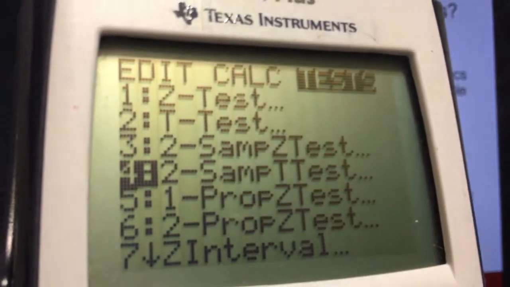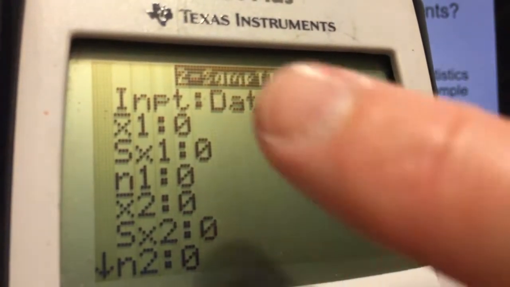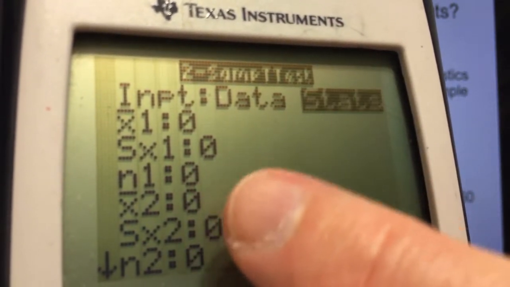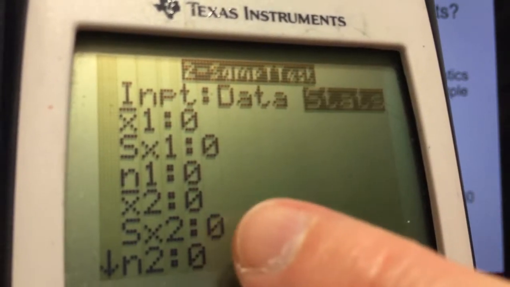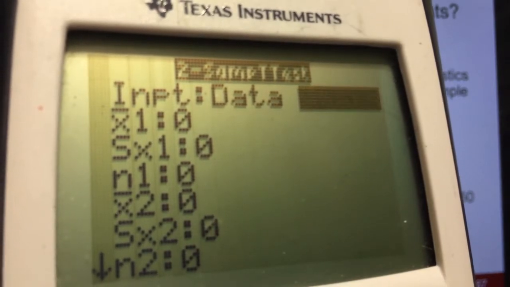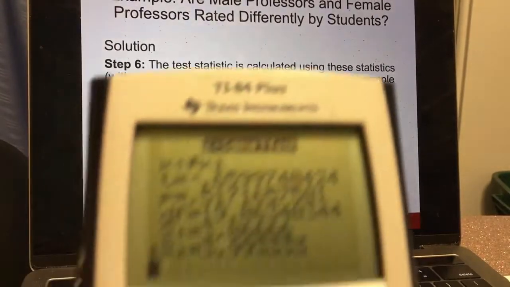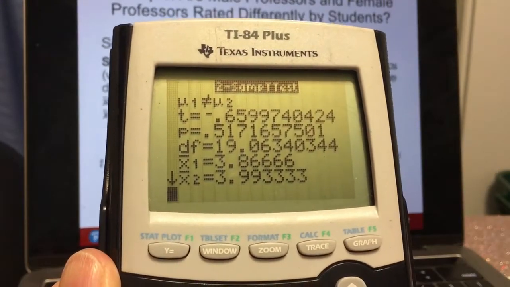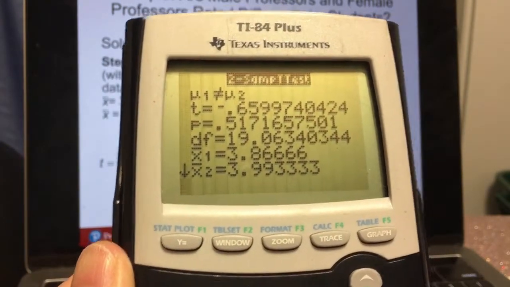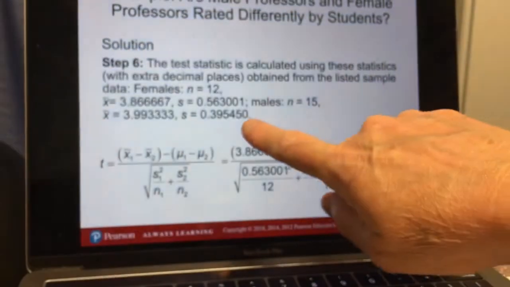When we go down to a 2-sample t-test and we hit enter, then it's going to ask us for our x bar 1 and our standard deviation 1, and our number in our first sample. So we enter all of these things, which I'm going to do very quickly for you, entering the things that are here on the screen. Then I enter this data. I end up getting this on my screen, which is very, very close to the values that they got before. Okay, so this time I used the stats that were already provided here.